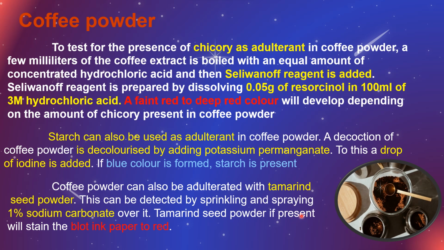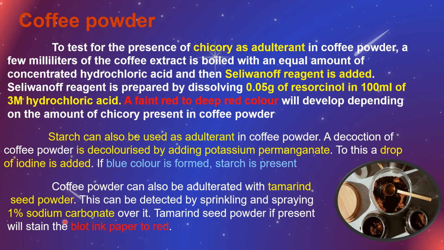Next, a common adulterant in coffee powder is tamarind seed powder. It is also brown color. Coffee is also brown color. The coffee seed is costly, so they will mix it with tamarind seed. That is the adulterant there.